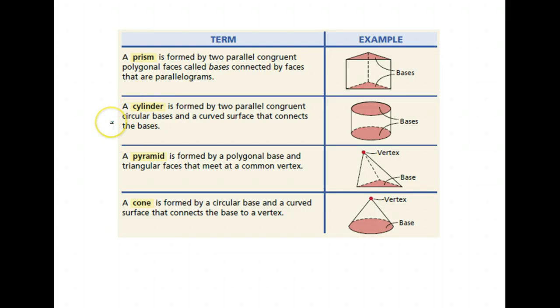Alright, so we're going to talk about solids. There are some basic types that we talk about. The first one is a prism. Now, a prism is formed by two parallel congruent bases. So notice the example they give here.